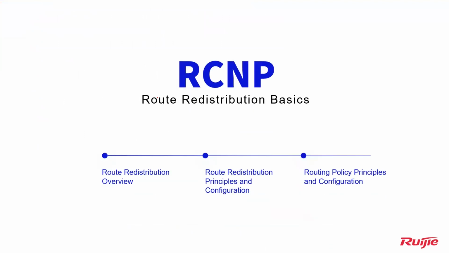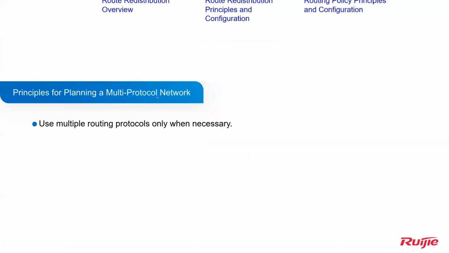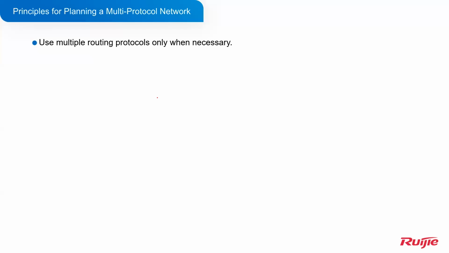After knowing this, next, let's see route redistribution principle and the configuration. First, we use multiple routing protocols only when necessary.